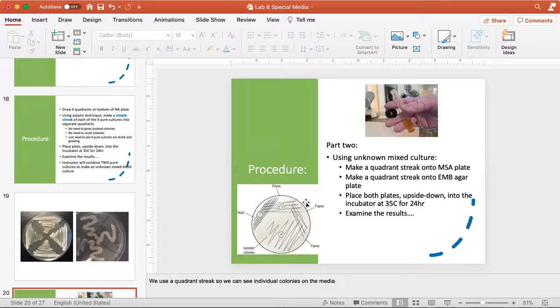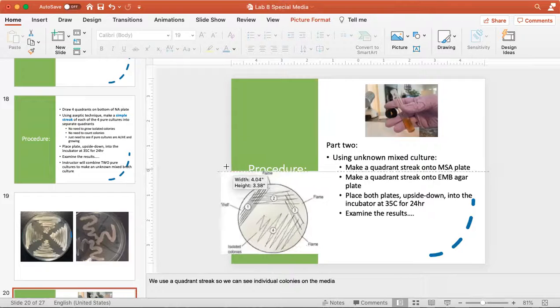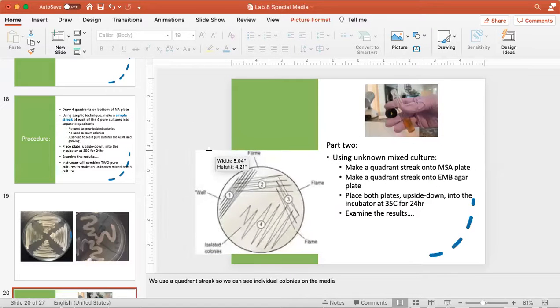Okay. So I chose 2 of the 4 organisms and I made an unknown mixed culture. For the second part of this experiment, what I did was I took 1 MSA plate and I took 1 EMB plate. Only 1 of each because I took those 2 organisms and I mixed them together in 1 culture. So I did a quadrant streak on MSA and I did a quadrant streak on EMB. Both organisms mixed together.